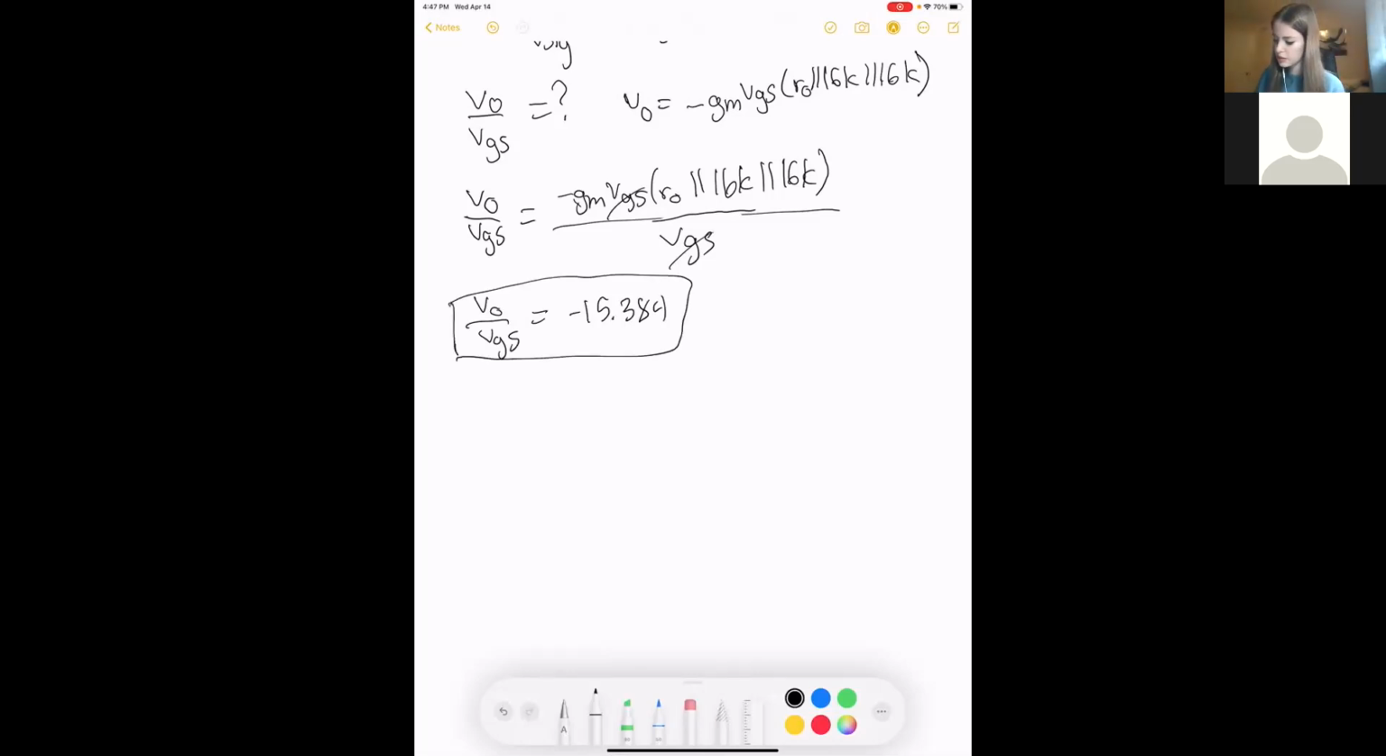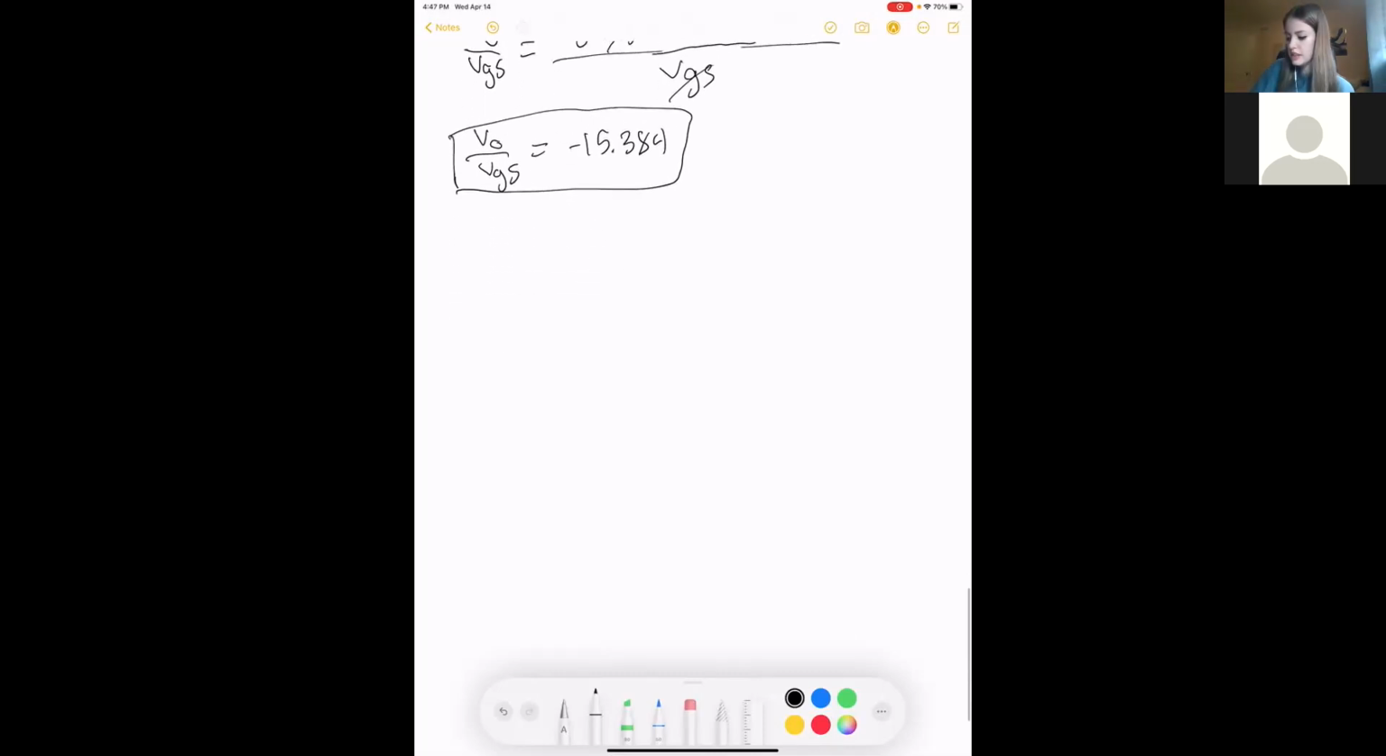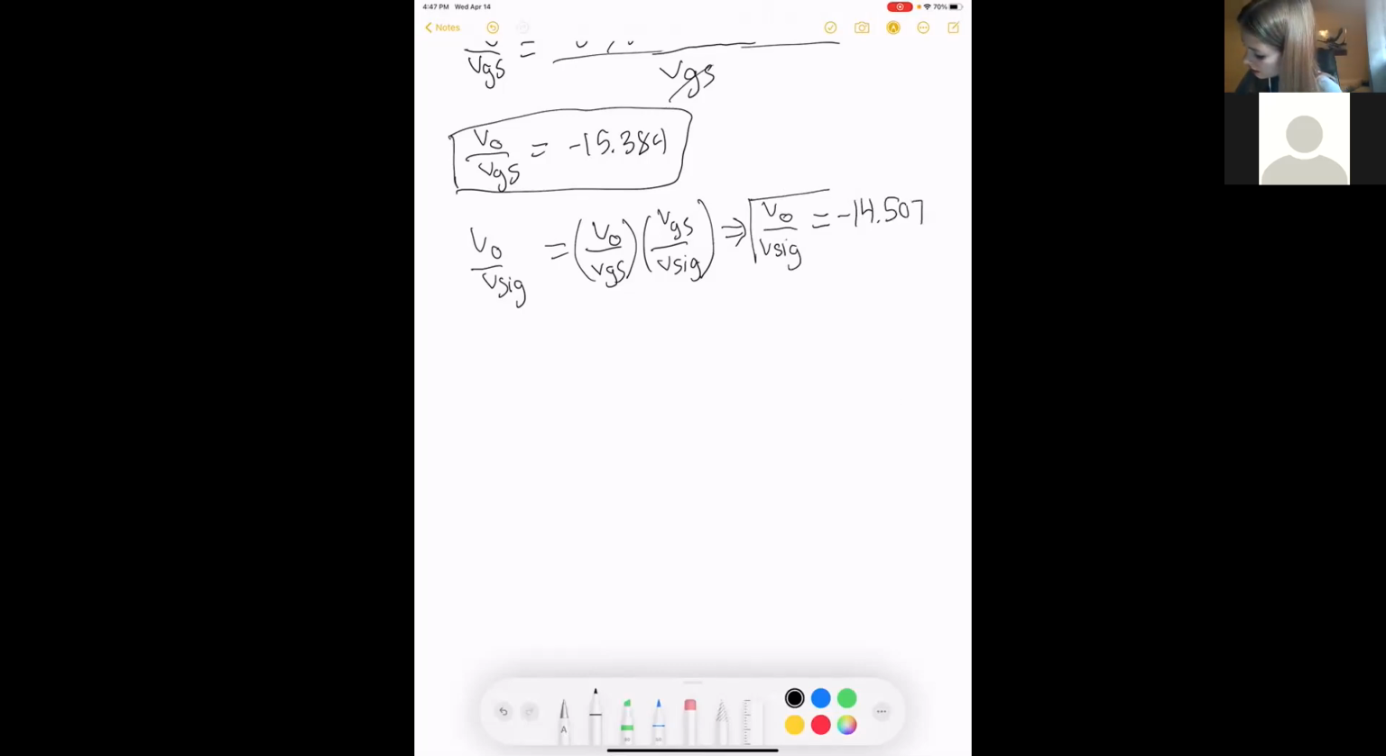And the last thing we were asked to find is VO over VSIG, which we can do using the two values we already have. We have VO over VGS, and we have VGS over VSIG. So we multiply those two numbers together, and we get that VO over VSIG is negative 14.507.